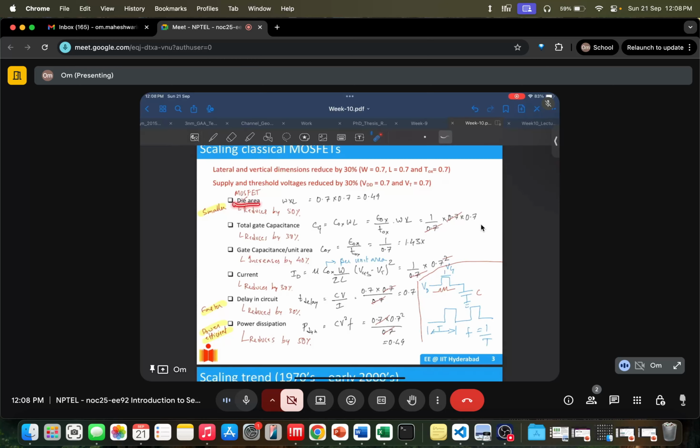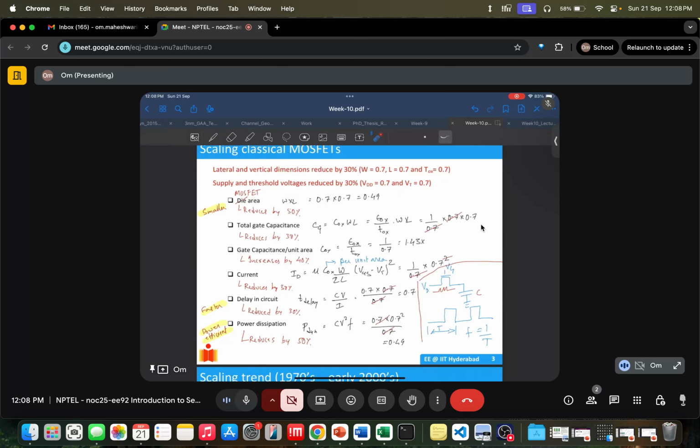The die area, that is W into L, changes by 50%. From one technology node to the next one, your area is reducing by 50%. So it's 0.7 times 0.7, which is 0.49. So a 50% reduction in area, or 51% you can say.